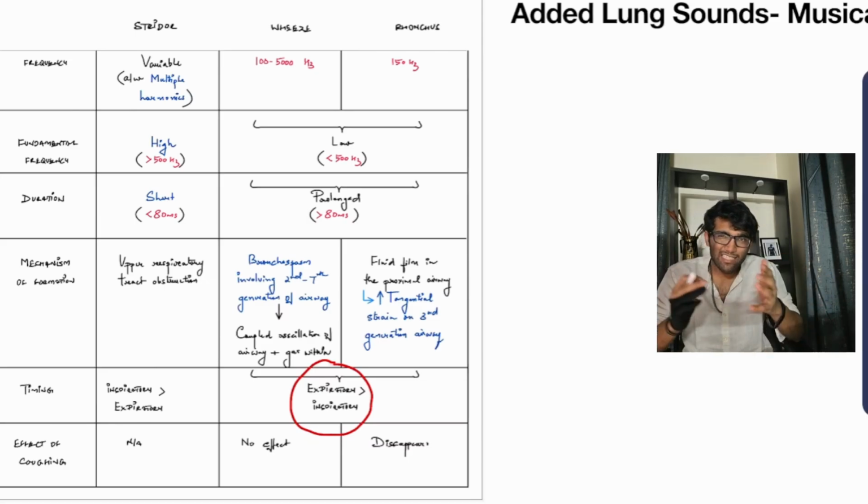A rhonchus is essentially just a wheeze, but it is produced in a very proximal airway. Because it is produced in a proximal airway, the more proximal the airway, the larger its diameter, so the frequency of sound that is produced is actually lower. Usually it's around 150 hertz, 100 to 200 hertz, and therefore the fundamental frequency naturally will be much below 500 hertz.